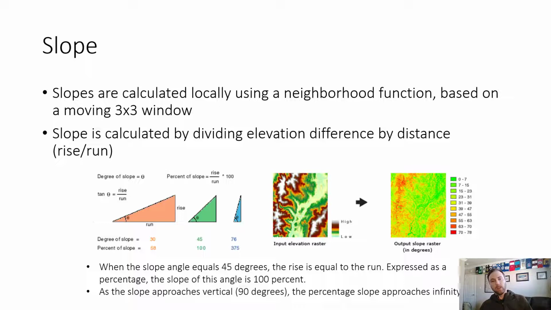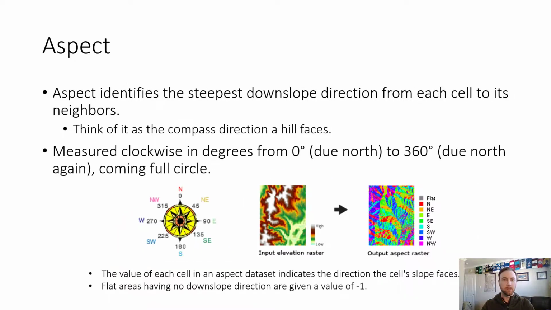When the slope angle equals 45 degrees, the rise is equal to the run. A 45-degree angle is halfway between vertical and horizontal, or flat and straight up, right? That's called a 100% slope, and the rise is equal to the run. As the slope approaches vertical, or 90 degrees, that percentage approaches infinity. The lower it gets, the closer to 0%, and once above 45 degrees, that percentage just continues to go above 100%. Once you get above 45 degrees, you're essentially more down than you are flat. That's information that can be derived from slope and is useful for many applications.